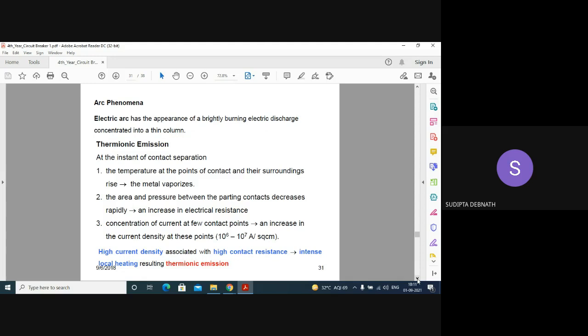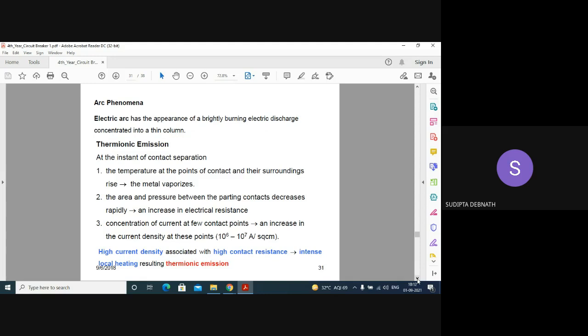Now, what happens at the instant of contact separation? At the instant of contact separation, the temperature at the points of contact and their surroundings rises. The temperature reaches a very high value, as we will see, and the matter vaporizes. The area and pressure between the parting contacts decrease rapidly, and the electrical resistance increases, because the contacts are no longer in contact. Initially it was short circuited, so now the electrical resistance will increase.